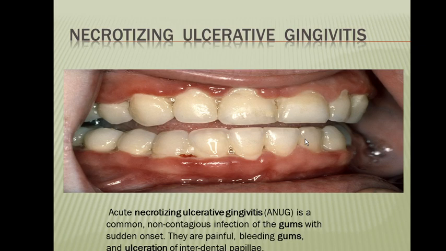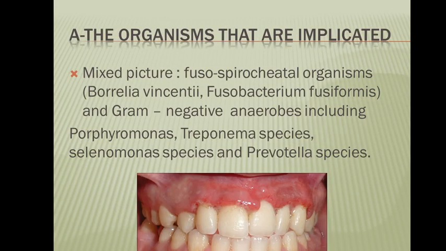Let's look at the other slide. What are the organisms that are implicated? So the organisms that are implicated: a mixed picture of fusospirochetal organisms, gram-negative anaerobes including Porphyromonas, Treponema species, Selenomonas species, and Prevotella species.